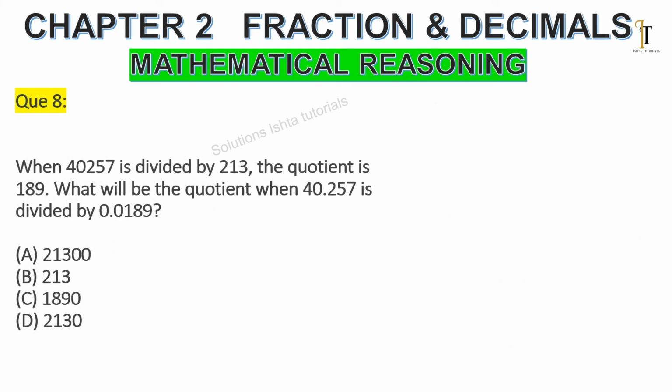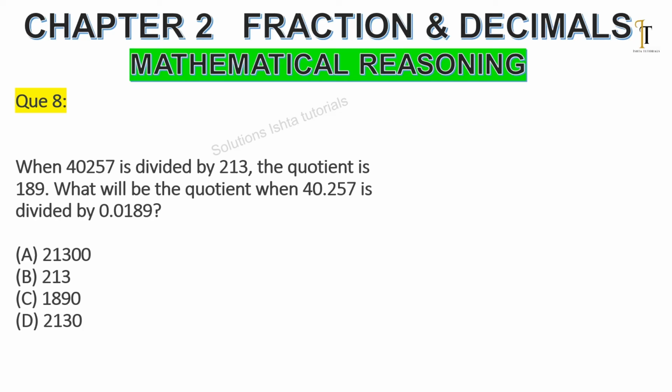Question number 8. When 40,257 is divided by 213, the quotient is 189. So what will be the quotient when 40.257 is divided by 0.0189? So the options are 21,300, 213, 1,890 and 2,130.